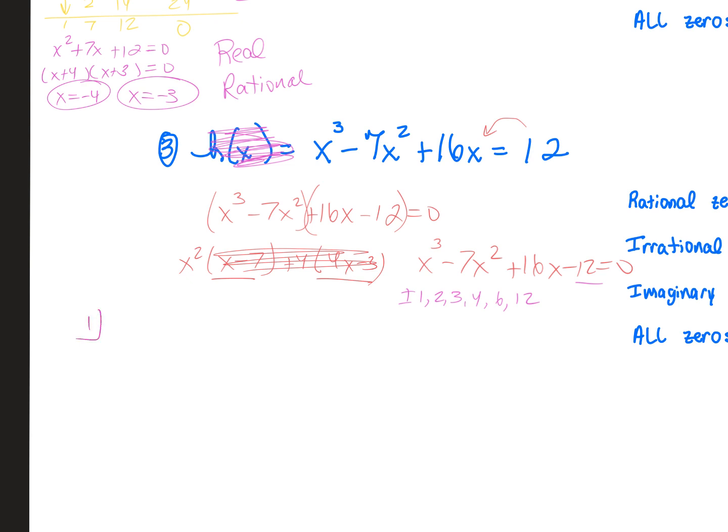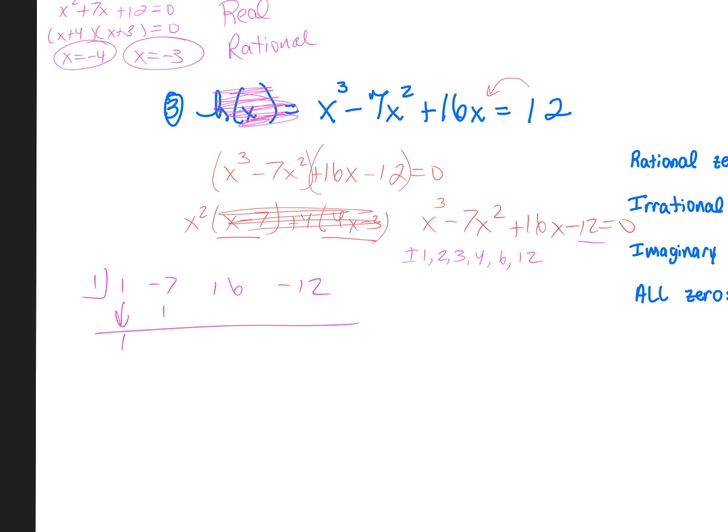Let's just try 1. I have 1, negative 7, 16, and negative 12. So I bring down 1. 1 times 1 is 1. Negative 7 and 1 is negative 6. Negative 6 and 1 is negative 6. 16 minus 6 is 10. Is this going to work? No. All right, go to negative 1.